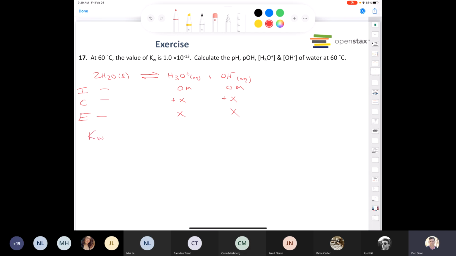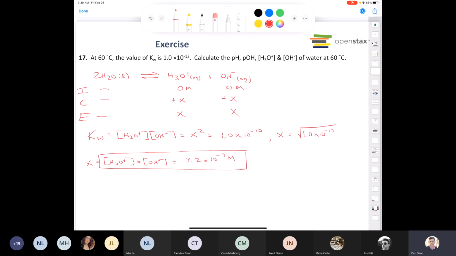And so we can say that our kW, which is equal to the concentration of hydronium times the concentration of hydroxide, that's a formula we learned last class, and you can also just derive it from this equation, is equal to x squared, which is equal to 1.0 times 10 to the negative 13. And so x, which is equal to the concentration of hydronium, and also equal to the concentration of hydroxide, is equal to the square root of 1.0 times 10 to the negative 13. When you punch that into your calculator, you get that these concentrations are equal to 3.2 times 10 to the negative 7 molar. So that answers the first part, the concentration of the hydronium and the concentration of the hydroxide.